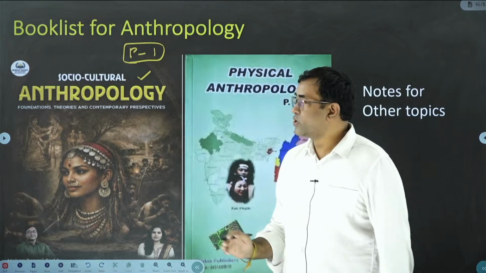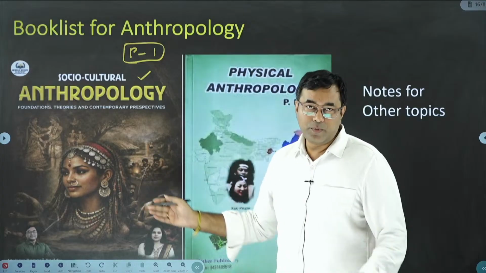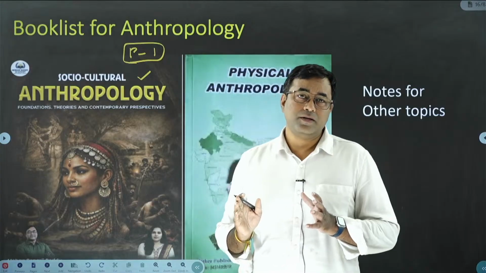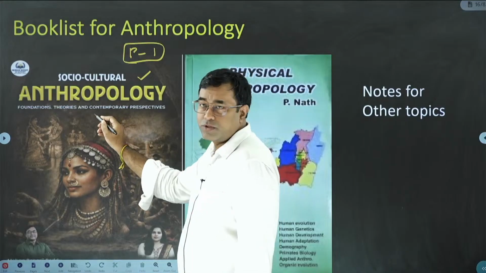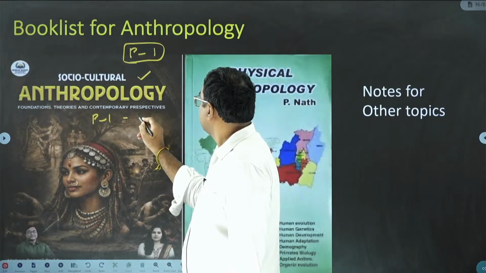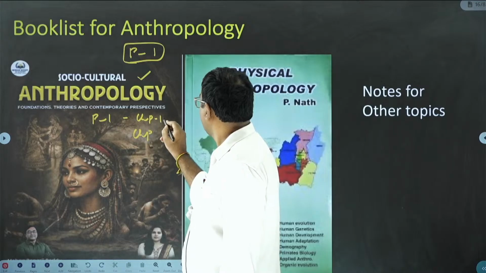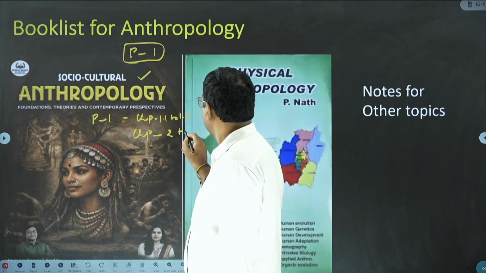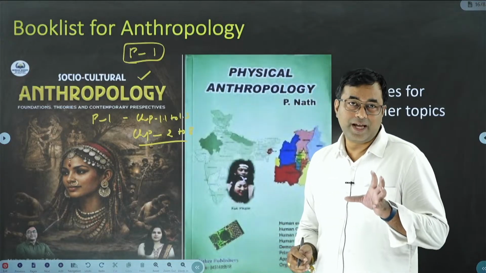One is Socio-Cultural Anthropology, written by me and Shailaja ma'am, and this book covers elaborate information regarding socio-cultural anthropology. In this book, most of the chapters related to paper 1 have been covered: chapter 1, sections 1.1 to 1.3, and chapters 2 to 8. These are the chapters covered in this socio-cultural anthropology book.